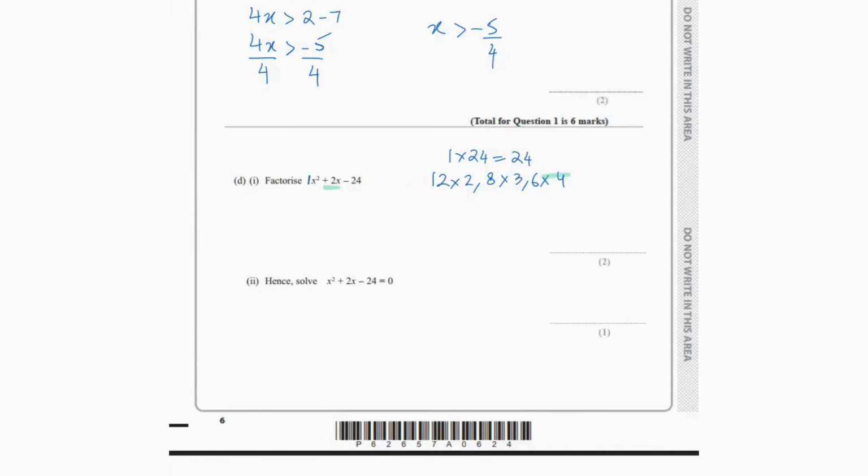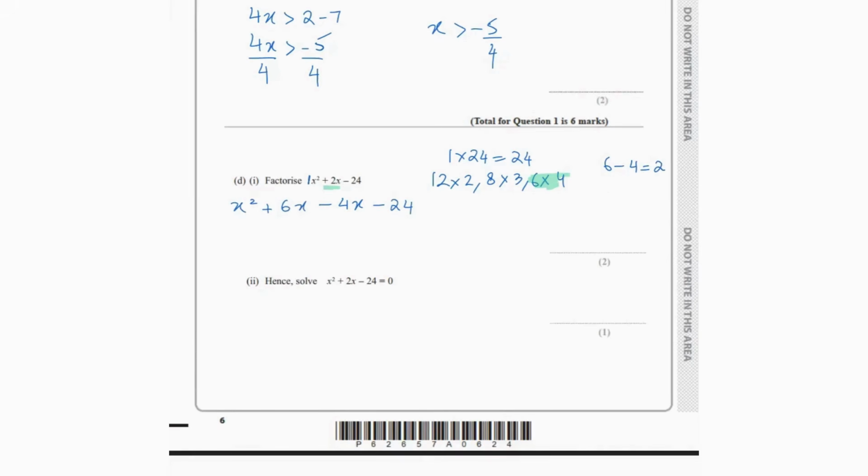So you can clearly see that 6 and 4 can be used to replace 2 because 6 minus 4 is 2. So we'll write x squared plus 6x minus 4x minus 24. The 2x is just getting replaced by 6x minus 4x, because if we combine it, it's going to go back to 2x. So we're just rewriting it so we're able to factorize this quadratic equation.